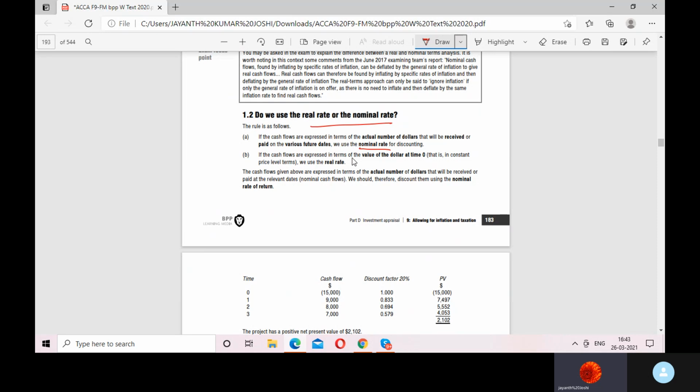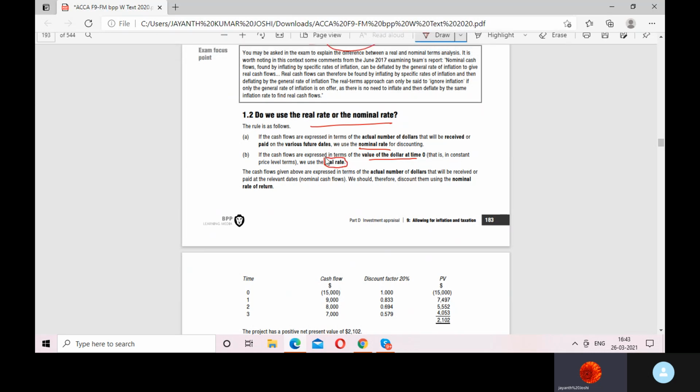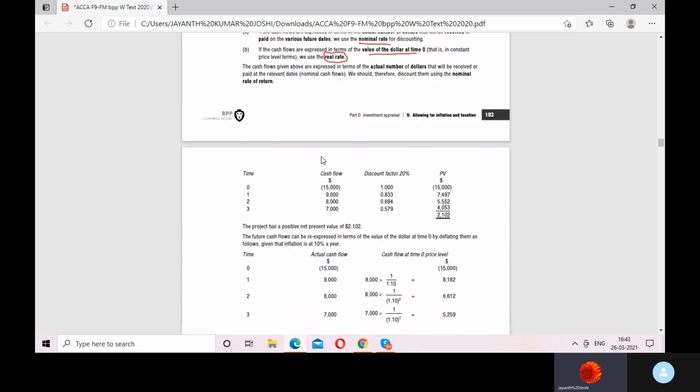If the cash flows are expressed in terms of value of dollar at time zero, today, if I speak about the cash flow today, we use real rate. So the current rate is real rate, the future rate is always nominal rate.